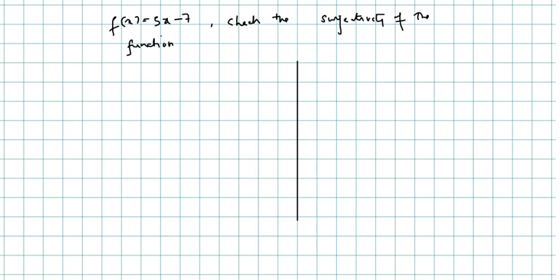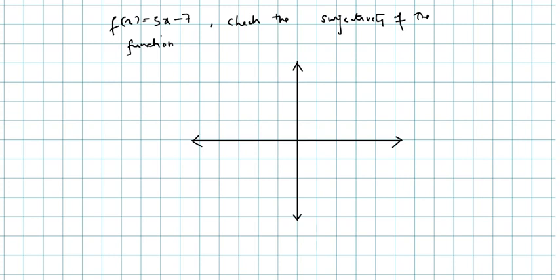Let us say I give you a function f of x equal to 5x minus 7. Check the surjectivity of the function. So, how will you do it? I am going to show you a different way to do it. I am not going to go the traditional way the books do, because sometimes it is very hard for average students to understand, and they find it very difficult. So, I am showing you a very easy way, with the help of a graph. You should have a very good knowledge of graphs for this.